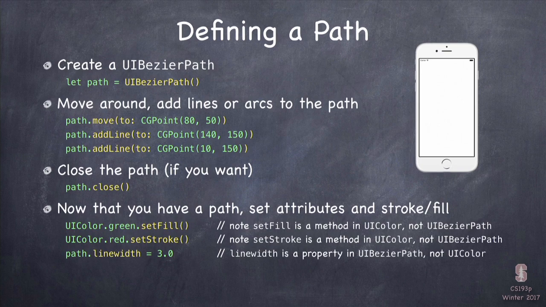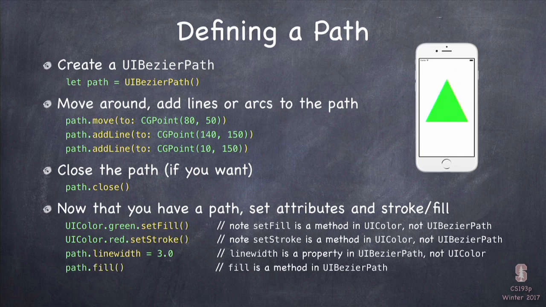So we're going to talk about UI color in a minute, but here I'm taking green and sending it the message set fill. So you actually set your color to fill with by sending a message to a color. You get a color and you send it a message, set that as my fill color, and same thing with the stroke, set as a stroke color. So I set my stroke color to red, my fill color to green. But when I'm talking about attributes like line width, I send that to the path, to the UI Bezier path. Set your line width to 3. So I do that.